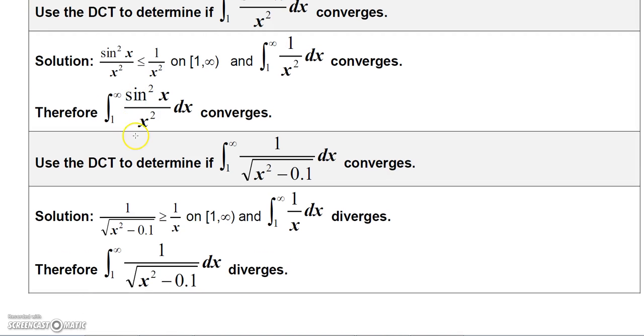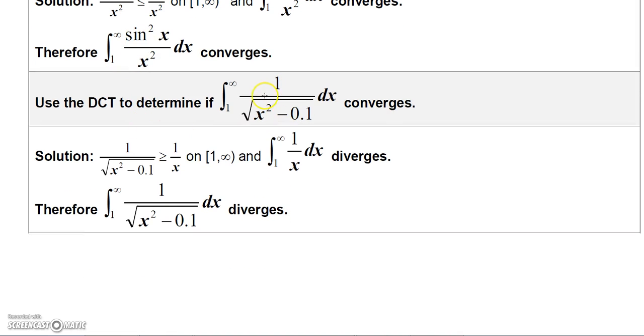And then on this next one, you can show that this function is greater than or equal to 1 over x. And if you tried to integrate 1 over x from 1 to infinity, you would find that it diverges. And since it diverges, then this integral from 1 to infinity must also diverge.